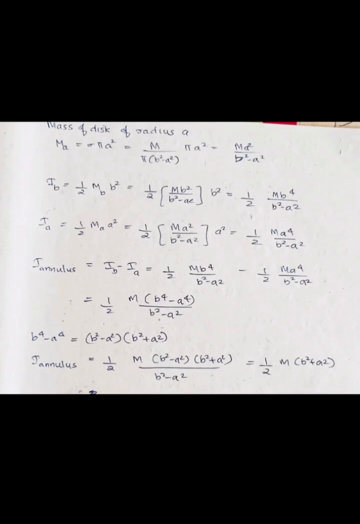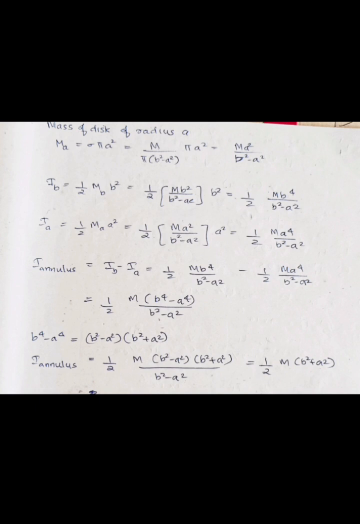Then Ia is equal to half Ma into a square, that is half M a square by (b square minus a square) into a square, which is equal to half M a raised to 4 by (b square minus a square). I annulus is equal to Ib minus Ia, that is equal to half M b raised to 4 by (b square minus a square) minus half M a raised to 4 by (b square minus a square), that is equal to half M (b raised to 4 minus a raised to 4) divided by (b square minus a square).